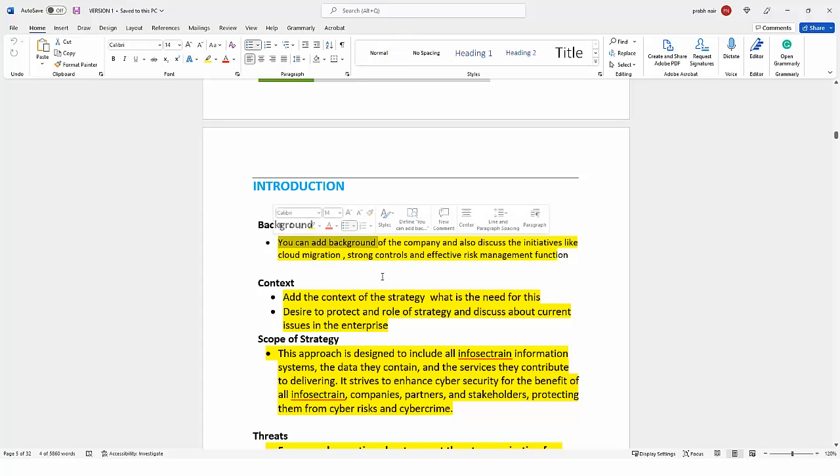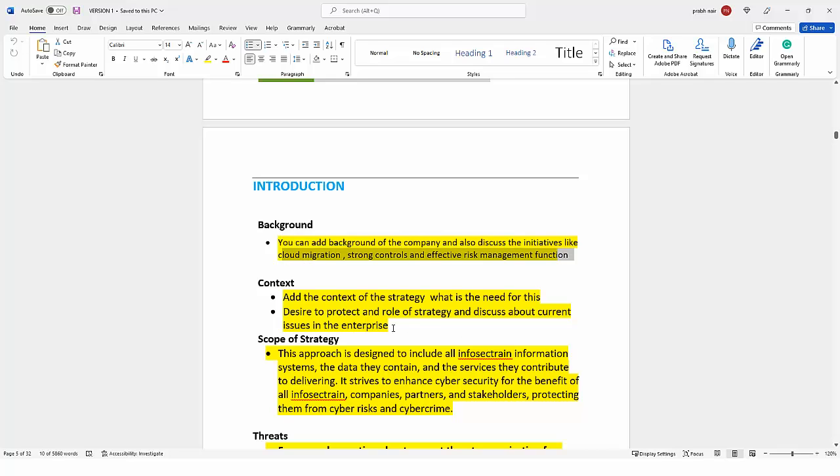For example, InfoSec is basically moving to the new initiatives, and along with that, the new initiatives like cloud migration, we need to improve the risk management program. We need to build the strong controls. For that, we are basically introducing information security strategy. Threats are very important, risks are very important, and it is very important for addressing those things. So that is basically captured in the background.